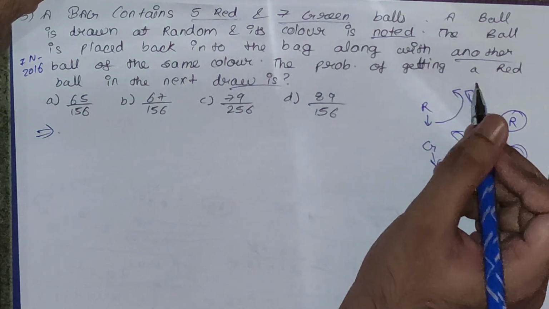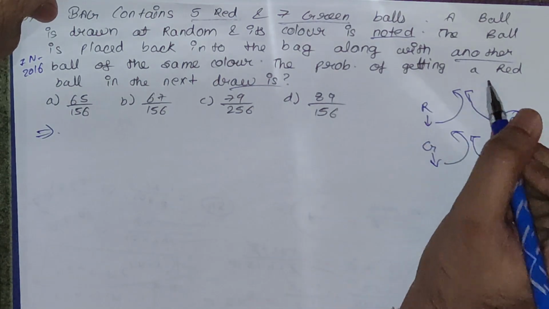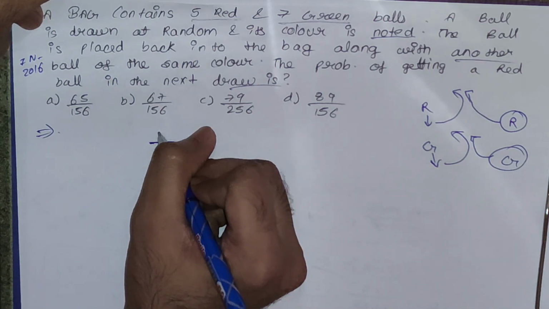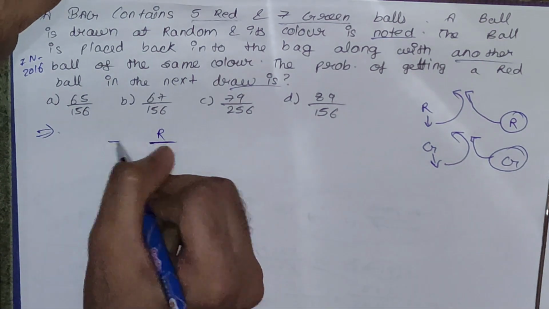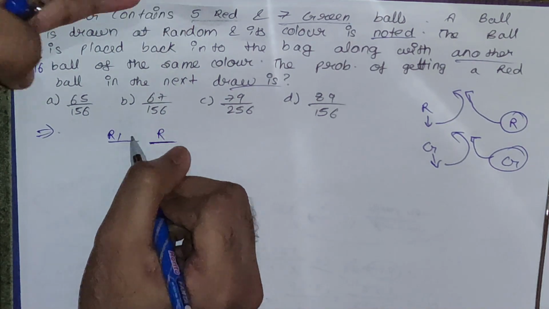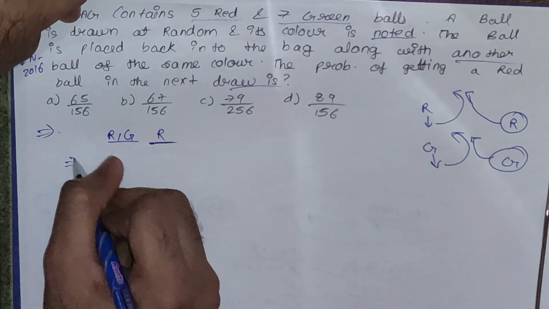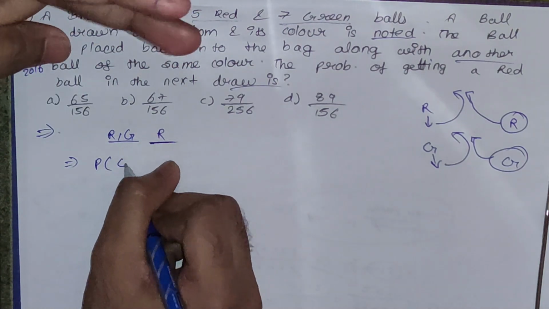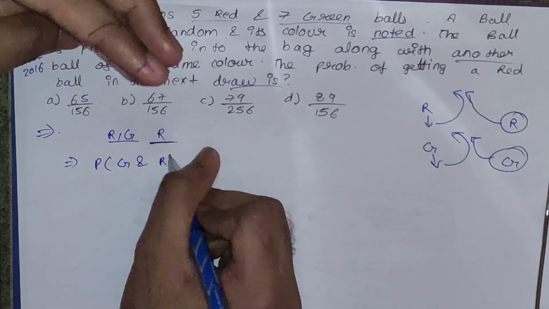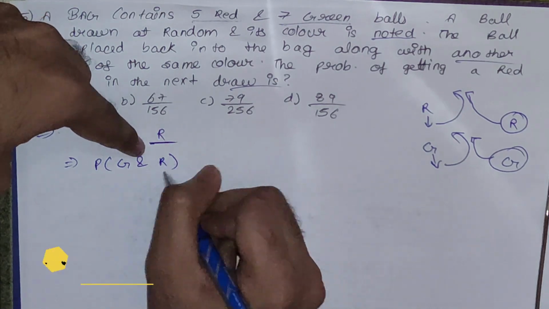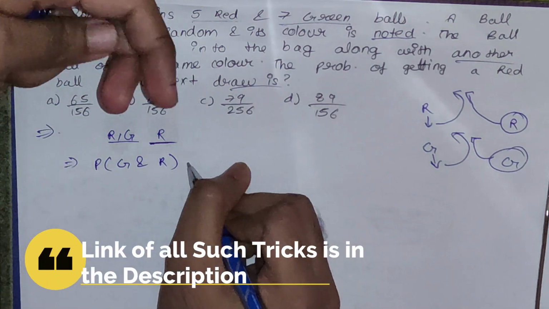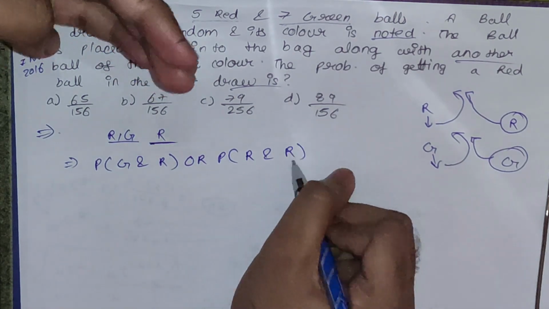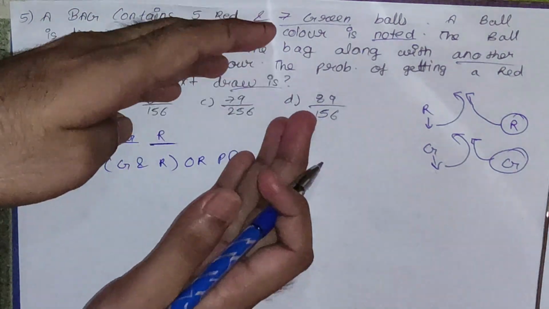Always we have to tackle the condition. We have to find the probability of getting a red ball in the next draw. So basically at the next draw we want a red ball. In the first draw it can be a red ball or a green ball. So there are two cases: probability of the first ball being green and the second being red, or probability of red and red. The first ball was red and the second ball is also red.